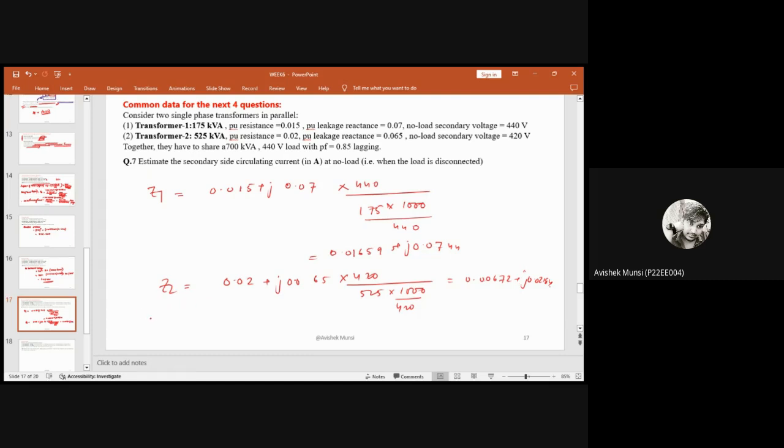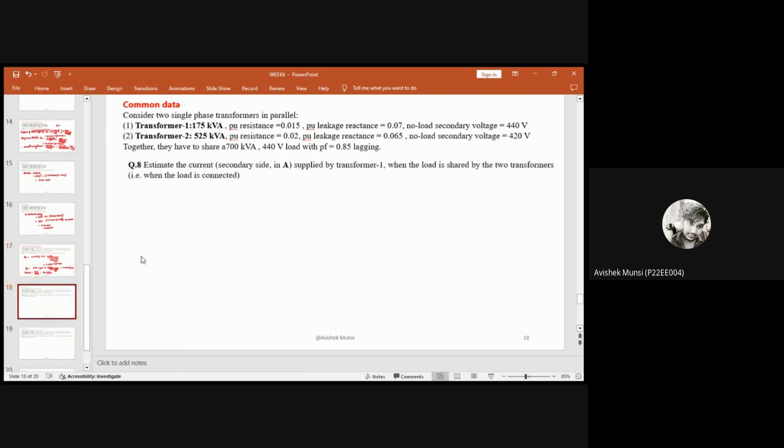Now the circulating current to calculate, as I said, the difference in the voltage by Z1 plus Z. Put it, it will be around 196.115 ampere. Okay. So this question and another part, you have to calculate the secondary current only in 5 minutes. Solve it.